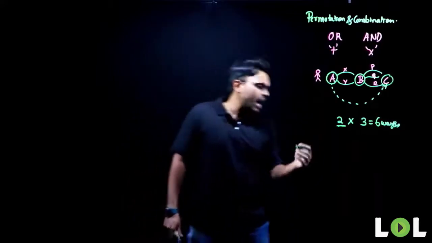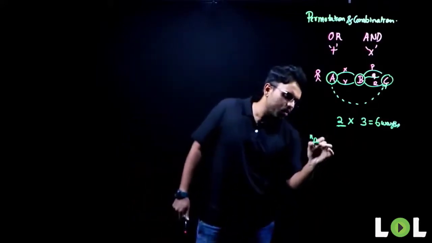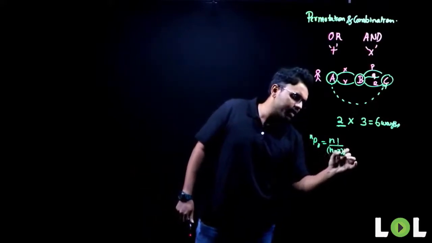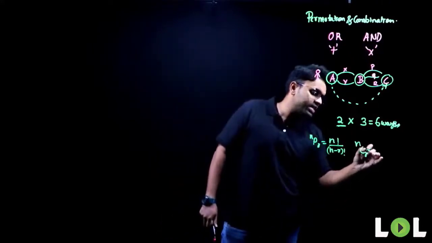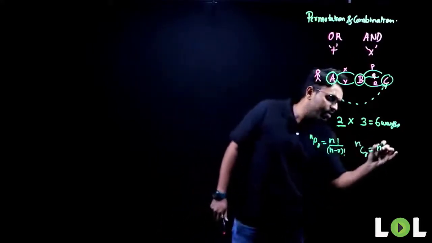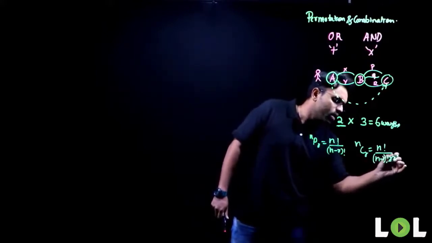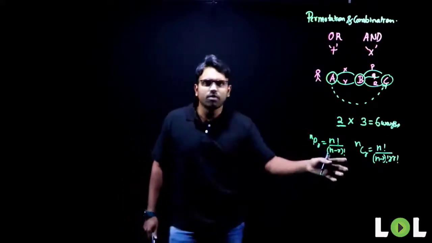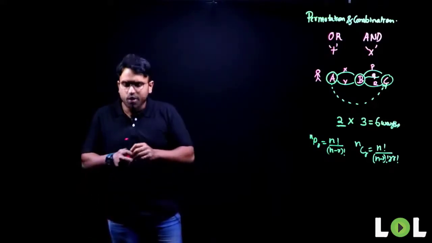Yes. Now, our formulas are there. What are they? nPr. We know nPr is equal to n factorial divided by (n minus r) factorial. I hope everyone knows this. The other formula that we have, nCr. nCr is equal to n factorial divided by (n minus r) factorial into r factorial. This is the second formula that we have.